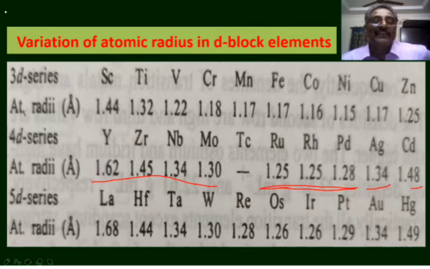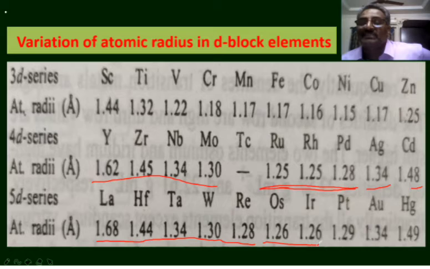In the same way, the 5d transition series: lanthanum, hafnium, tantalum, tungsten, rhenium, osmium, iridium, platinum, gold and mercury. Here also we can observe the same kind of decrease from 1.68 to 1.28. After that, 1.26 for osmium and iridium, and again it starts increasing.